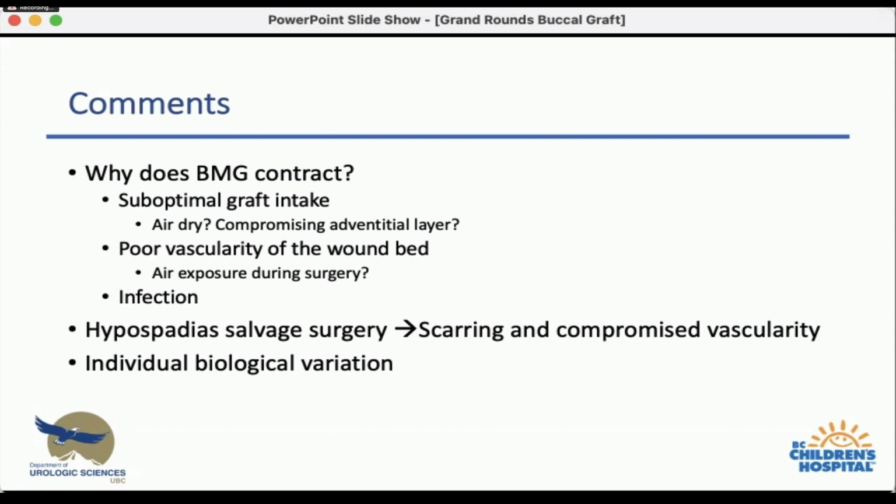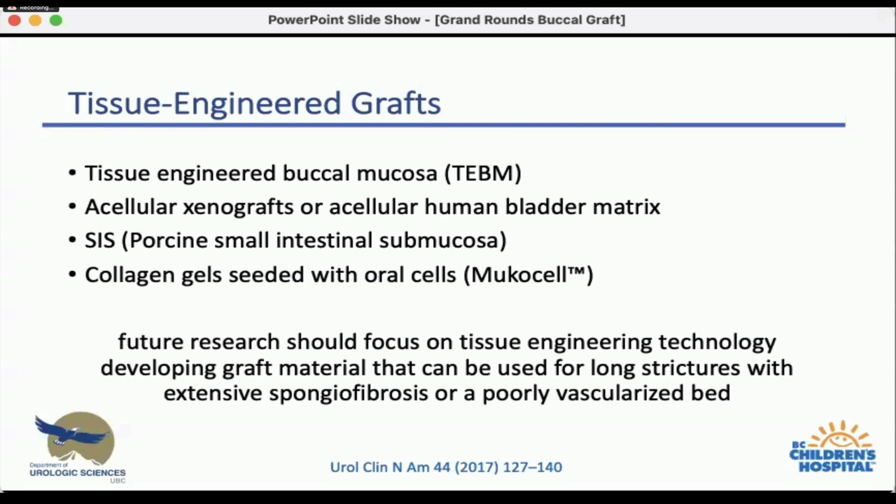Why some patients heal perfectly with a flexible scar, and then another patient with the same scar heals with a hypertrophic scar or even a keloid formation. Future research should be focused on tissue engineering technology by developing graft material that can be used for long strictures with extensive spongiofibrosis or for those that have poorly vascular beds. Now, tissue-engineered buccal mucosa and urethral mucosa substitutes are promising alternatives, but require longer-term and larger cohort clinical trials before being advocated for widespread use.